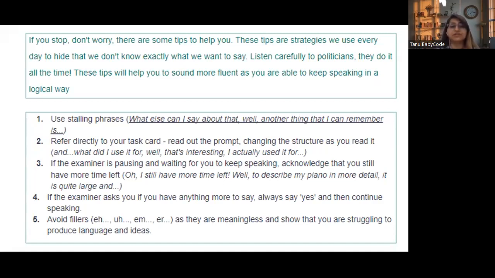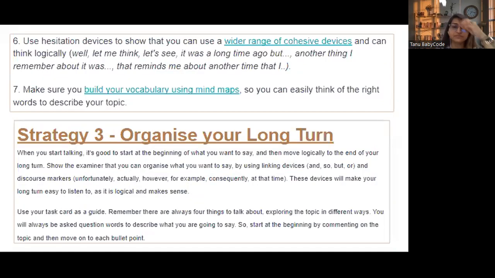Now, again, if the examiner is pausing and waiting for you to keep speaking, acknowledge that you still have time. Oh, I still have more time left. Well, to describe my piano in more detail, it is quite large. So that means you're continuing with your speech. Don't let your question be unanswered. Use your 2 minutes to the fullest, right? Use your hesitation devices. Well, let me think. Let's see. It was a long time ago. Another thing I remember about it was, that reminds me of another time that I had.